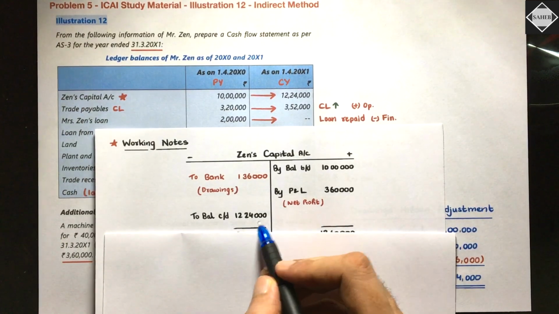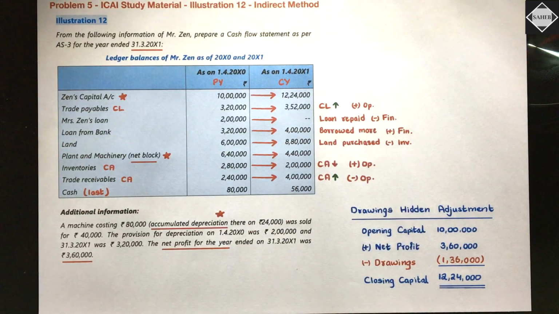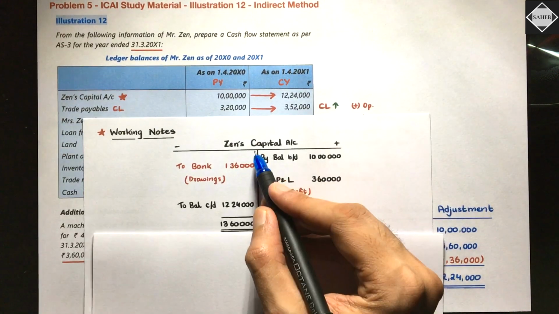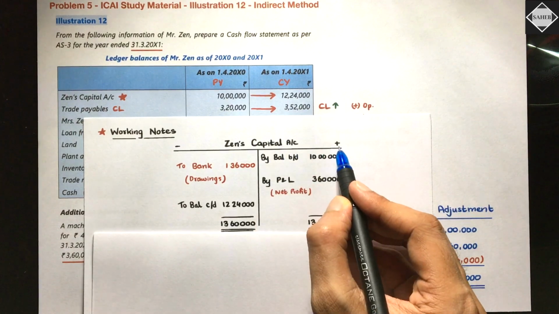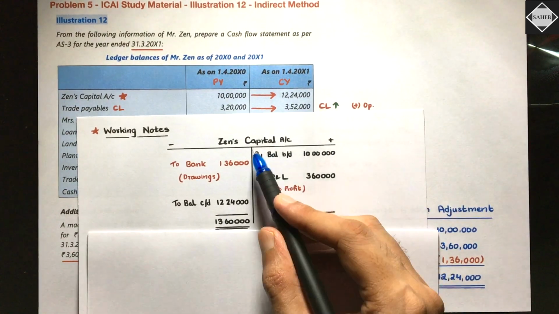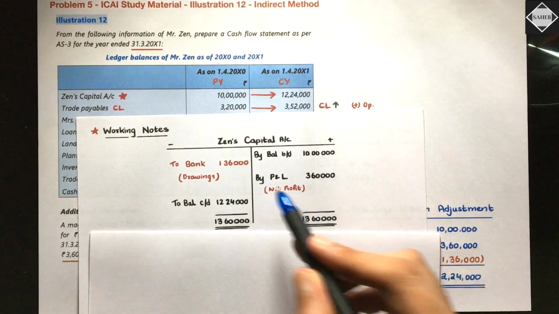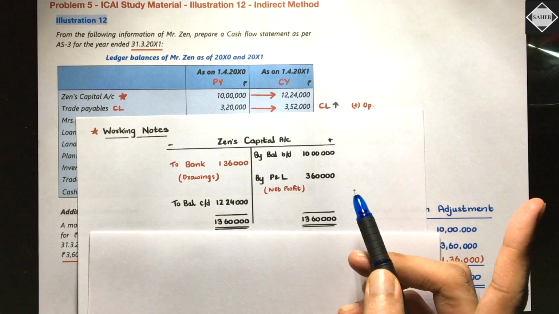Closing balance you took 12,24,000, right? And then see, they have said there is a net profit of how much? 3,60,000. So because of net profit, what happens? Because of net profit, the capital increases in the final accounts of a sole proprietorship. So see here, capital has increased by the amount of profit he has made in the current year, net profit, right, by P&L. Is it clear?